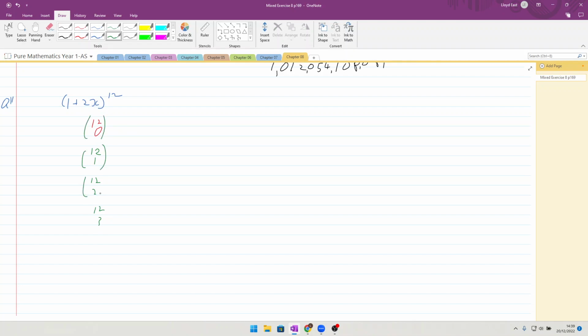And then they're going to be times 1 to the power of 12, 1 to the power of 11, 1 to the power of 10, 1 to the power of 9. And then we have times 2x to the power of 0, 2x to the power of 1, 2x to the power 2, 2x cubed.